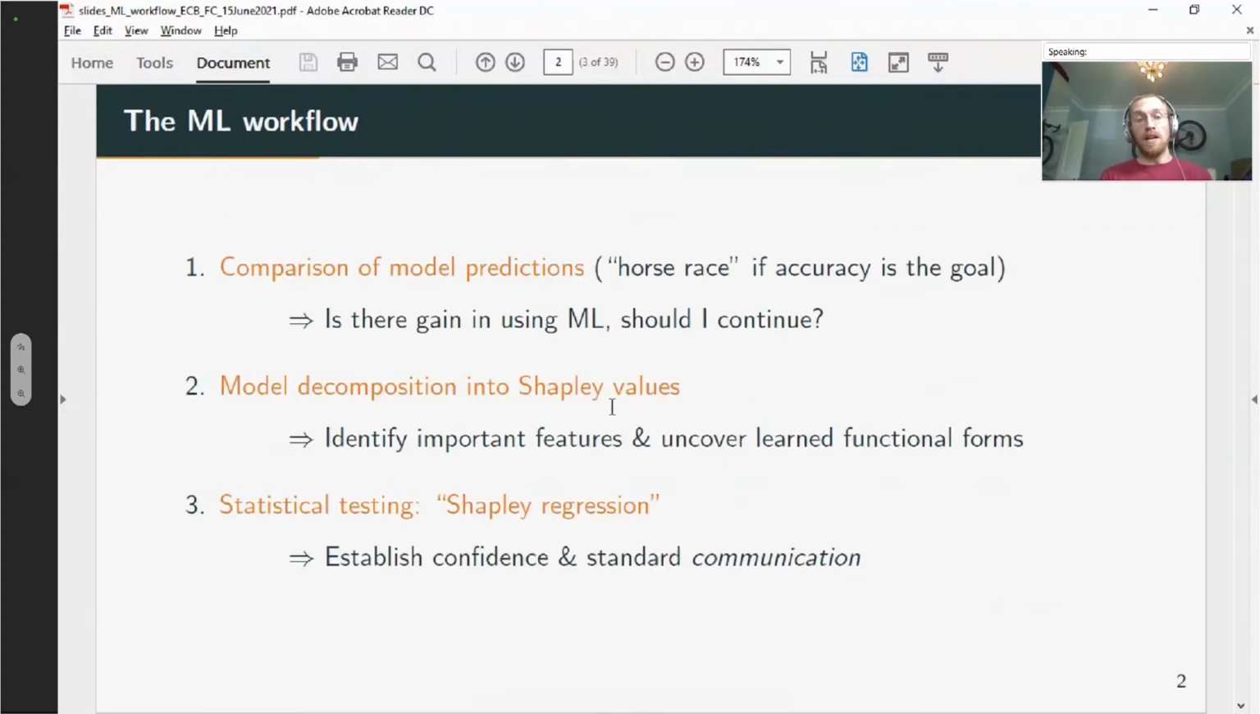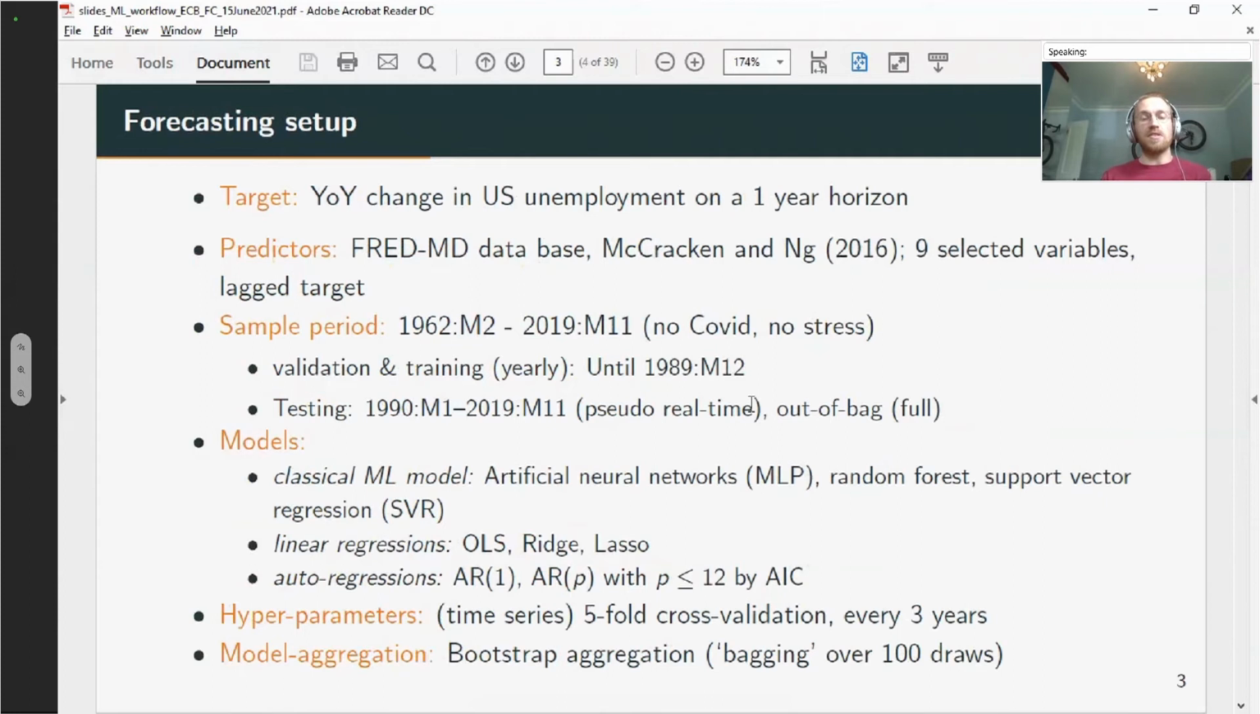So what's the proposed workflow? It's basically adding on top of what you would usually do a little bit of post-analysis to rework and understand what your model is doing, and then showing some standard ways of communicating this. The three steps are: first, model comparison. For example, is it worth doing machine learning in the first place? The second step is model decomposition using Shapley values. There are many ways to decompose models, but I think Shapley values, which come from an analogy in cooperative game theory, are probably the cleanest and best defined measure to do this. The third step, which is a separate paper written 2 years ago, proposes a statistical inference test on Shapley values as generated regressors, and standard ways of communicating results.